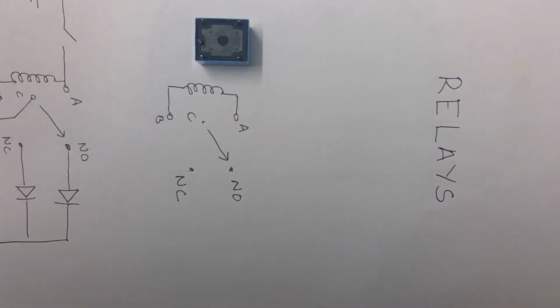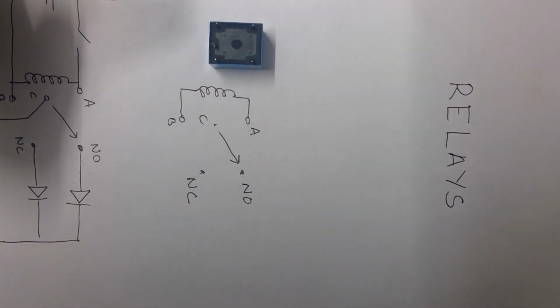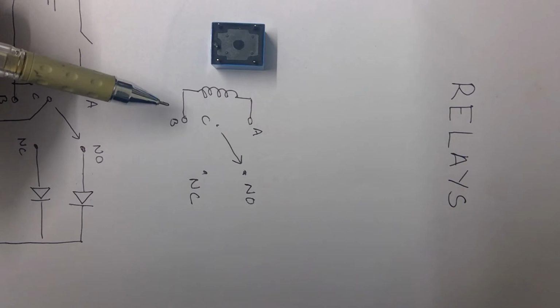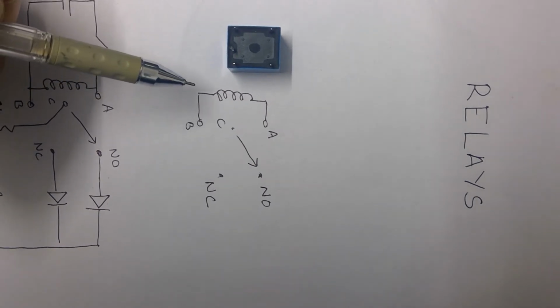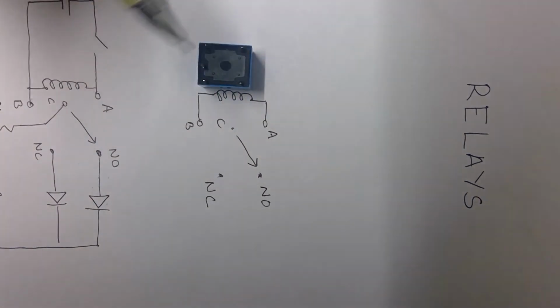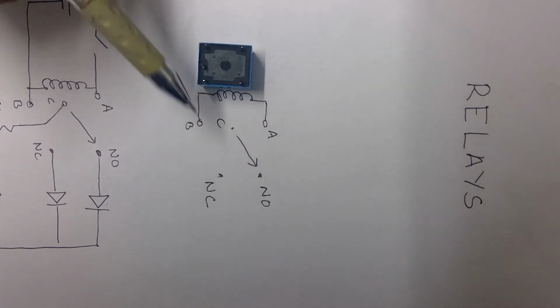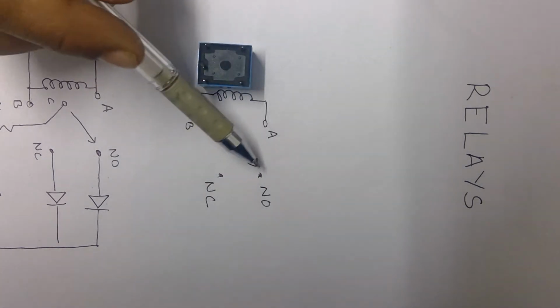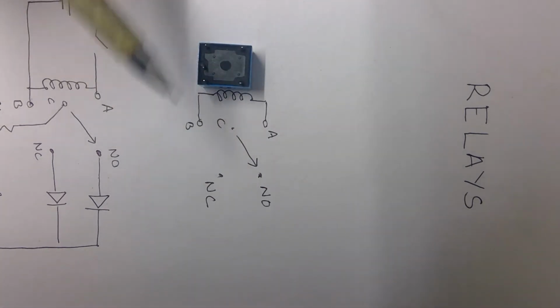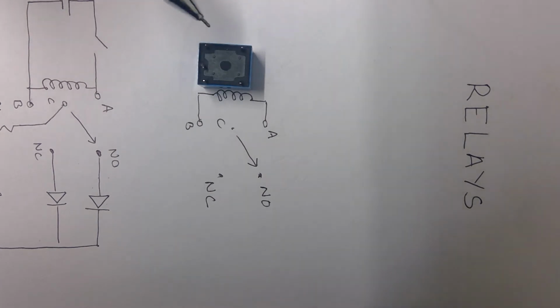So right here, I have our relay. I have flipped it upside down along with the schematic representation of how it looks like. So it has our 3 points A, B, C, which you see right here, and 2 points NO and NC. Now I'll quickly explain to you what this is.